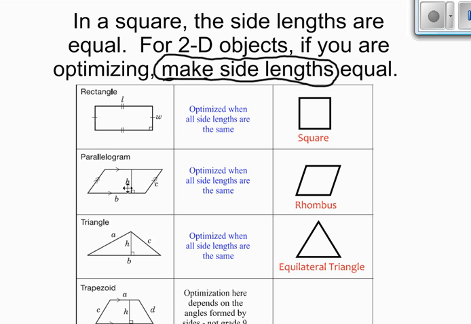In a parallelogram, it's optimized when all sides are the same length. And when that happens, you have what's called a rhombus. So a rhombus is an optimized parallelogram. A triangle is optimized when all sides are the same length, and that's a special triangle called equilateral. And again, an equilateral triangle is an optimized triangle.